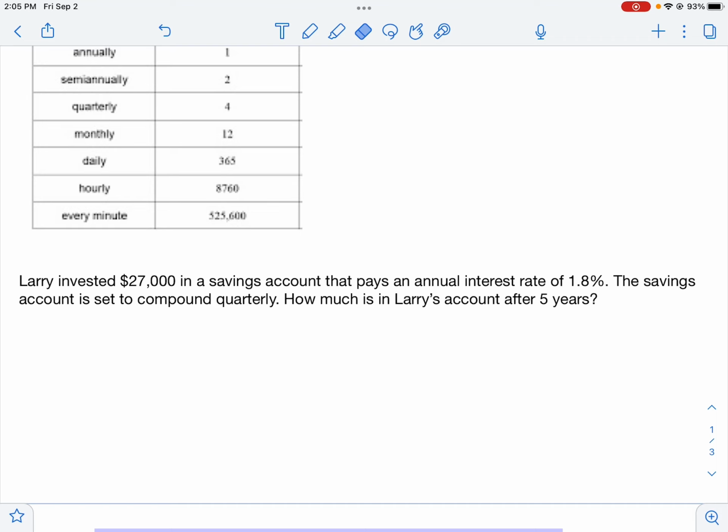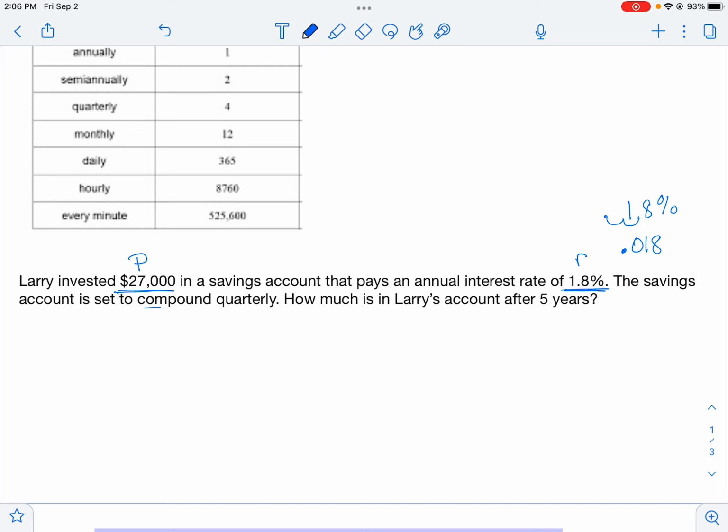He's putting in the $27,000, so that's going to be our initial amount, or our principal. It's an annual interest rate of 1.8%, so this is our rate. We are going to need to change that to a decimal. Right now it's 1.8%. Our decimal is here, so moving 2 spots, we will put into our formula the decimal 0.018.